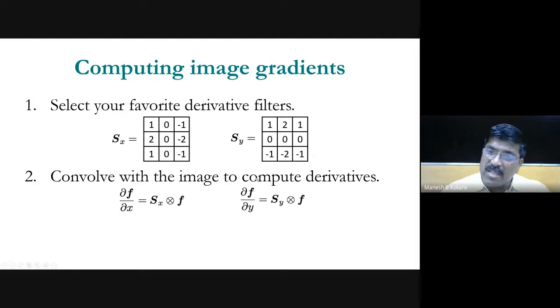The only thing is that now the mask is changed like this, and when you convolve it, you will get dou f by dou x. This is nothing but the convolution of Sx, which is your mask in the x direction, with f, which is your original image. Then you get the partial derivative or gradient in the x direction. Similarly, you get the gradient in the y direction if you use the other mask for convolution with the image.